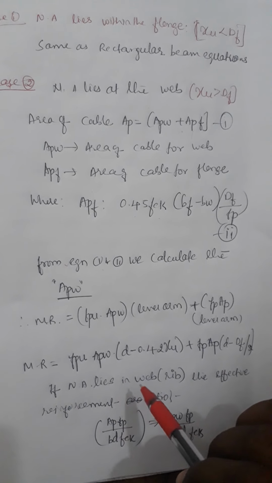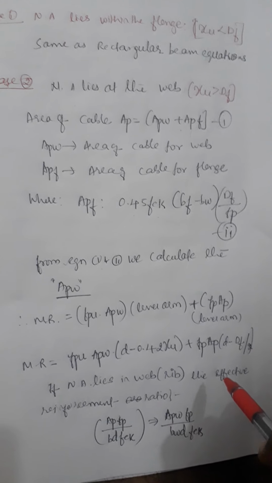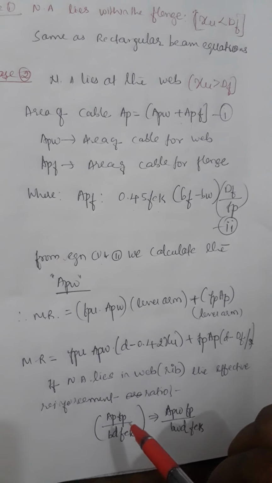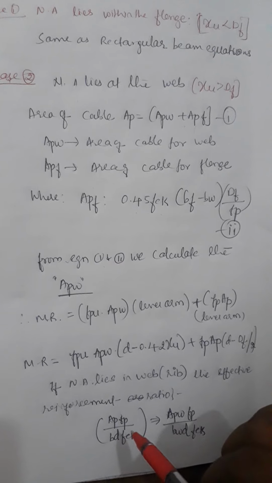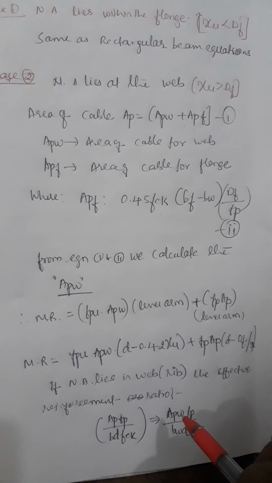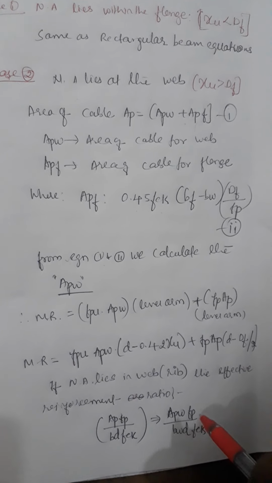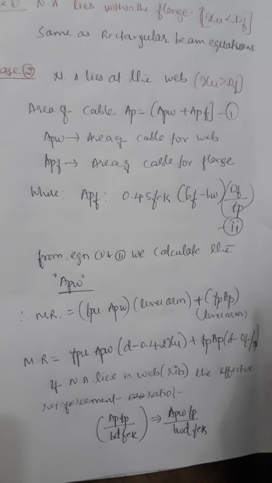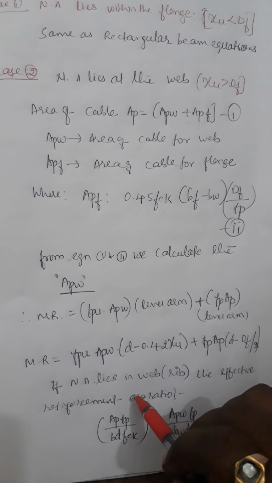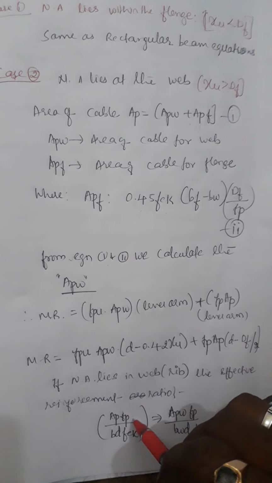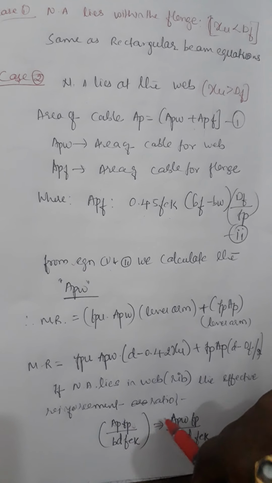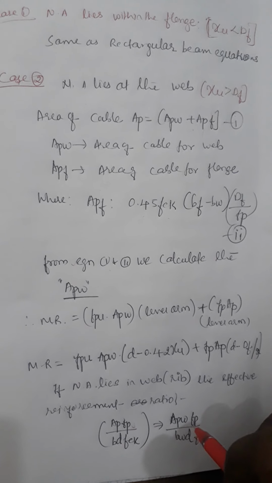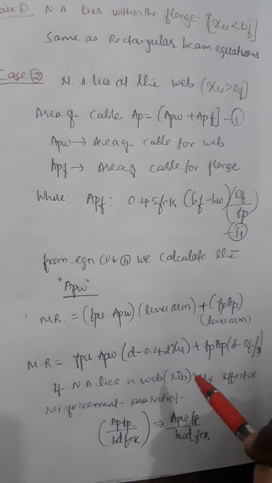So if the neutral axis lies at the rib, then the effective reinforcement ratio is equal to Ap fp divided by b d fck, that is equal to Apw fp divided by bw into d into fck. You have to calculate the area of the effective reinforcement. This formula is used in the code book on page number 59. Thank you. Then I will go for the next session.